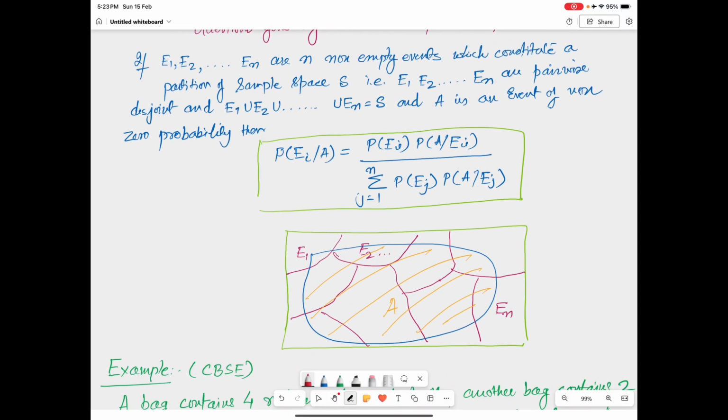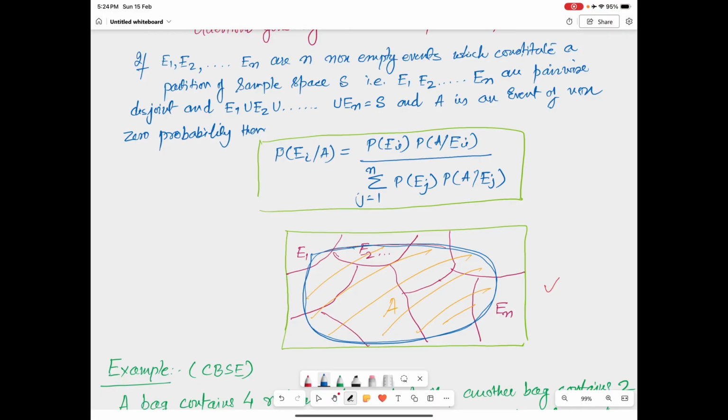If there are n number of non-empty sets, I have given it through a Venn diagram also, and they constitute the complete sample space, that is E1 union E2 union En. If there are n such sets and they make a complete sample space, and there is an event A, I have made it here with the blue line. This is your event A, which is interacting with each of the events. So in each of the events, A is occurring.